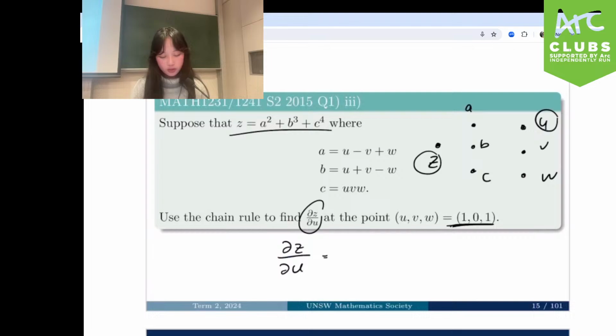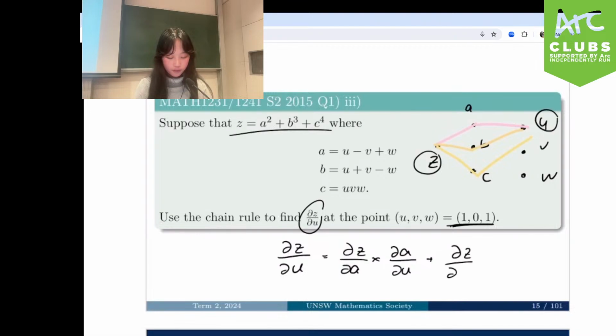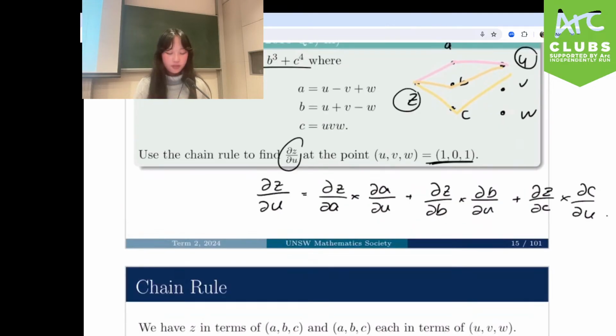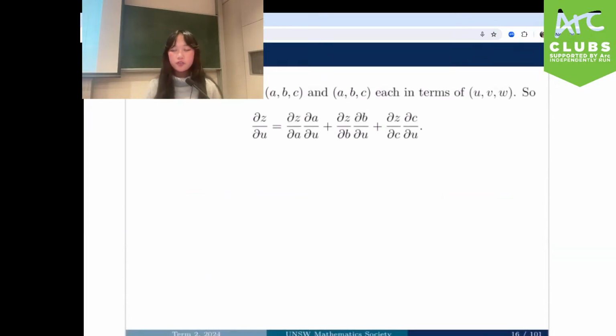Z to u. Okay, so here's one way we can do it. Here's another way we can do it. And here is another way that we can do it. So 3 ways that we can do it. So how we would write out this formula would be delta z on delta a times delta a on delta u, plus delta z on delta b times delta b on delta u, plus delta z on delta c times delta c on delta u. Okay, so that's consistent with what we've got in our answers here. Again, this is just a result of chain rule.